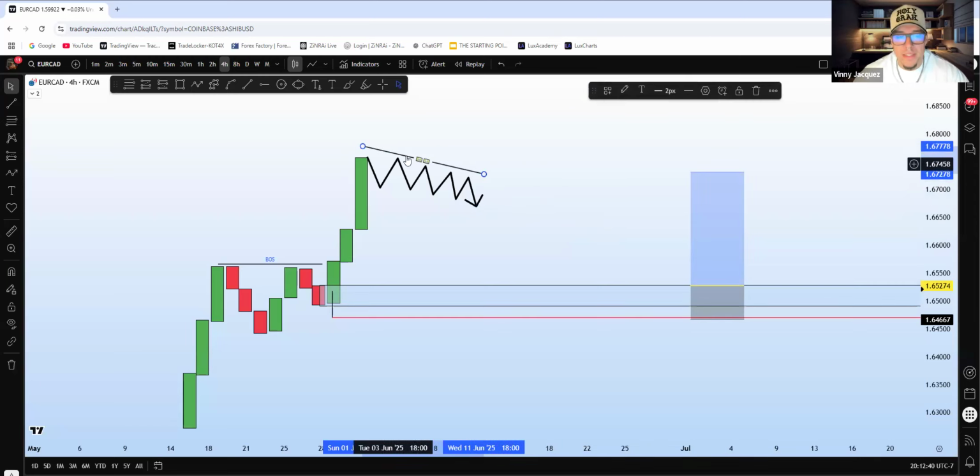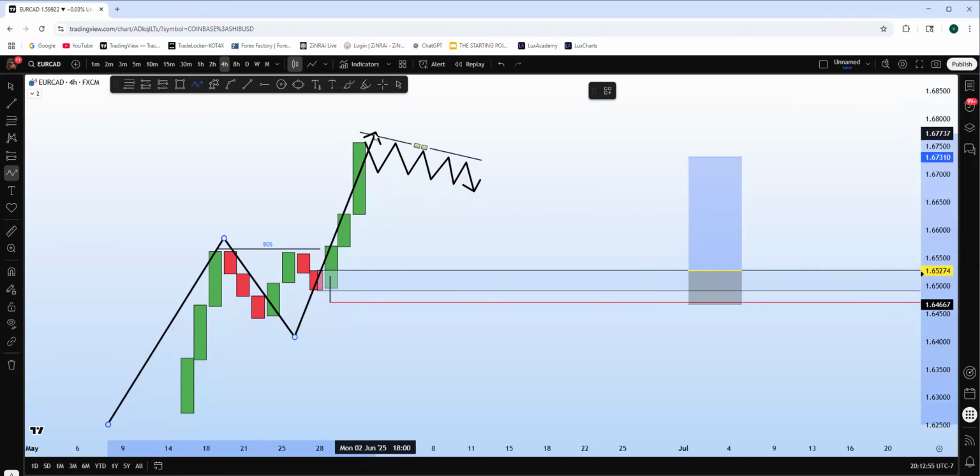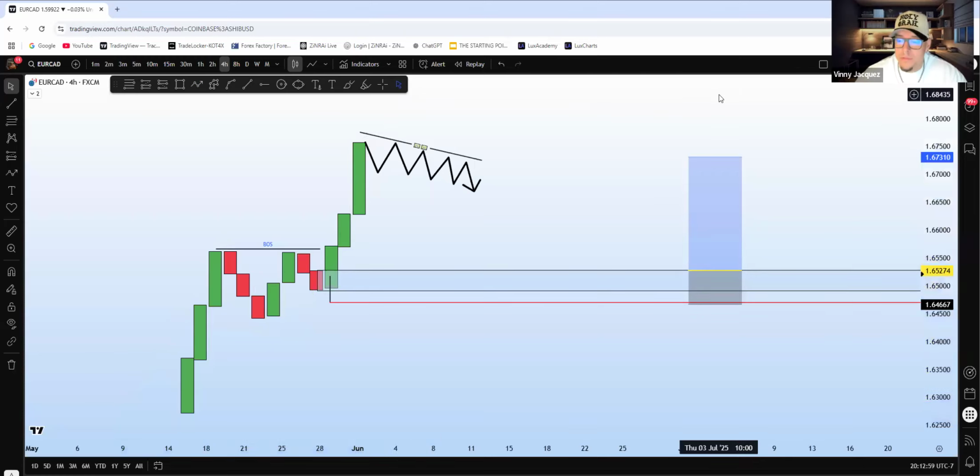Now, why do we want to see equal highs or trendline liquidity? Does anybody have an idea why we want to see liquidity to the upside, especially if we're in an uptrend? Higher high, higher low, higher high. Confluence. Okay, yes, confluence. But what else? To continue the trend, right? That helps with the confluence.